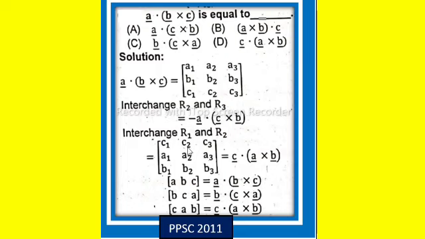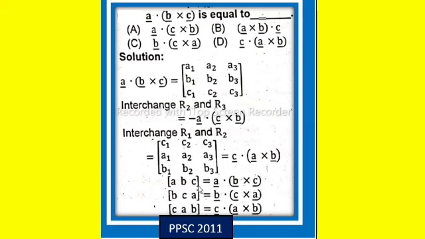Interchanging row 1 and row 2, so C1, C2, C3, A1, A2, A3, B1, B2, B3 is equal to C vector dot into A vector cross B vector. So option D is correct, that is C vector dot into A vector cross B vector.